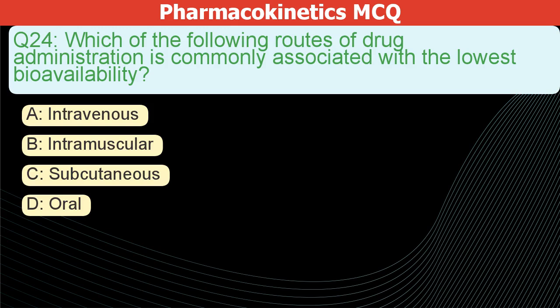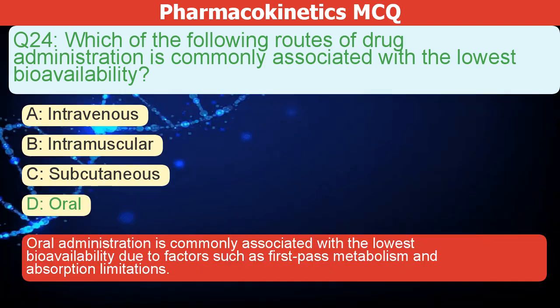Which of the following routes of drug administration is commonly associated with the lowest bioavailability? A. Intravenous. B. Intramuscular. C. Subcutaneous. D. Oral. The correct answer is D. Oral administration is commonly associated with the lowest bioavailability due to factors such as first-pass metabolism and absorption limitations.